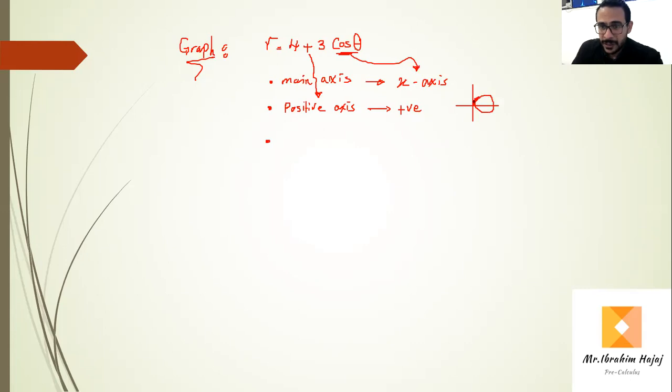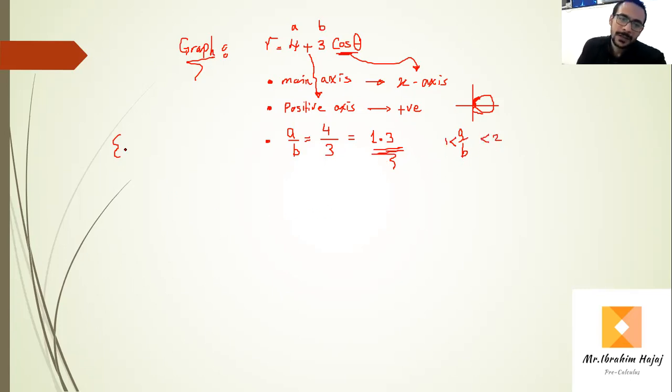But it's not a circle. It's like this, a bit flattened on the left. The ratio of a over b, where a is 4 and b is the coefficient of cosine, is 4 over 3, which is 1 and 1 over 3, about 1.3. So 1.3 is between 1 and 2. Any value between 1 and 2, 1 point something, makes it easy to graph now.